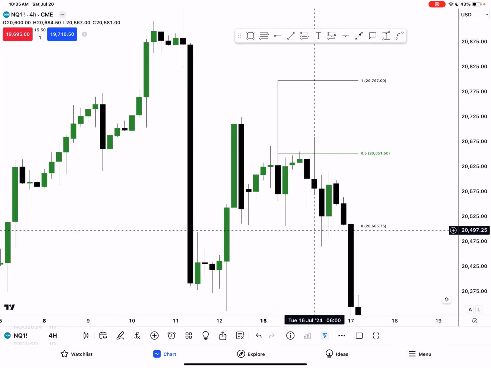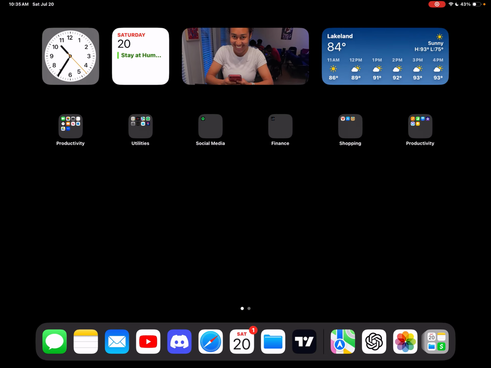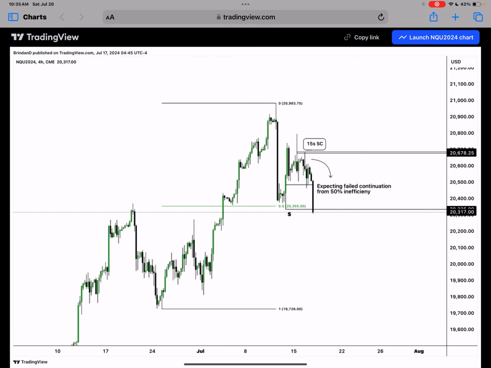Now, something I wanted to note, and I have marked here on the chart, was that based off of where we were in the range, where we were in the internal range, I was expecting failed continuation from 50% of this inefficient pricing marked by the black line here in the middle.